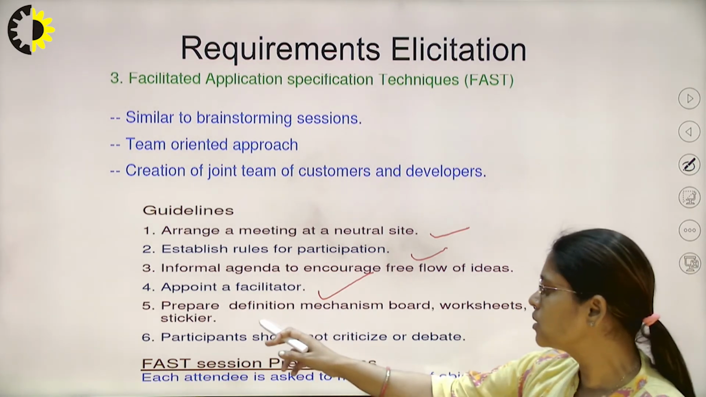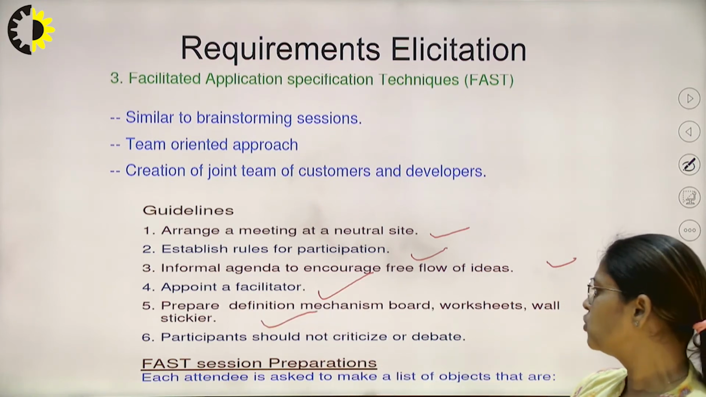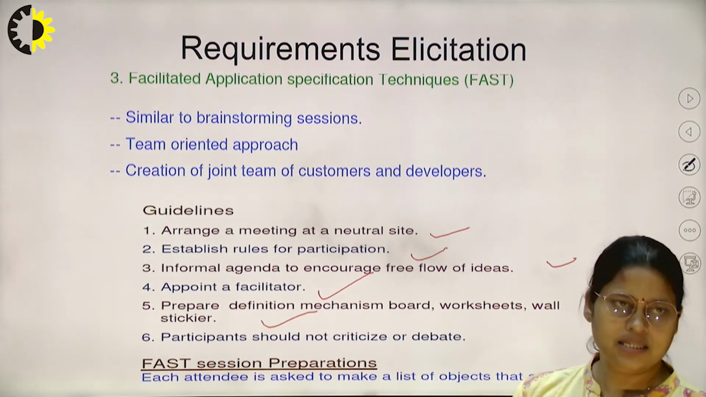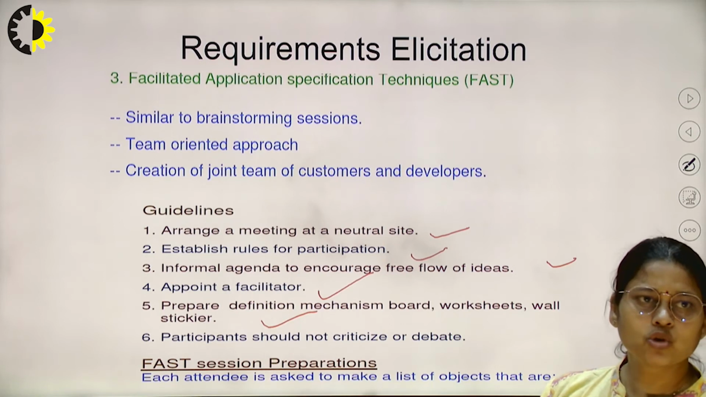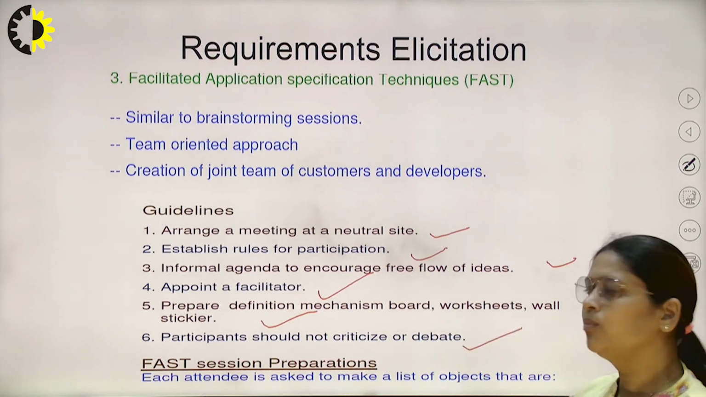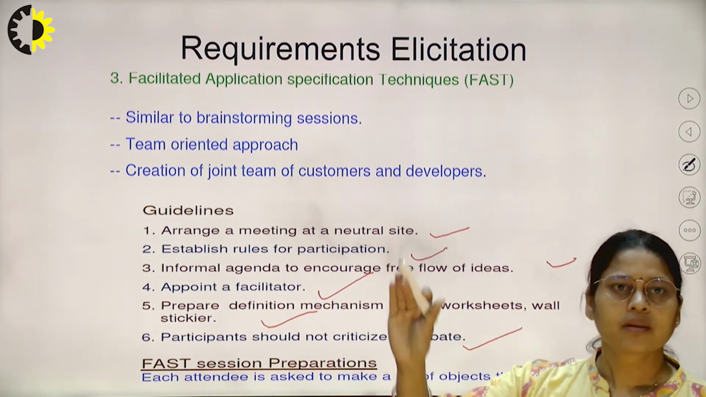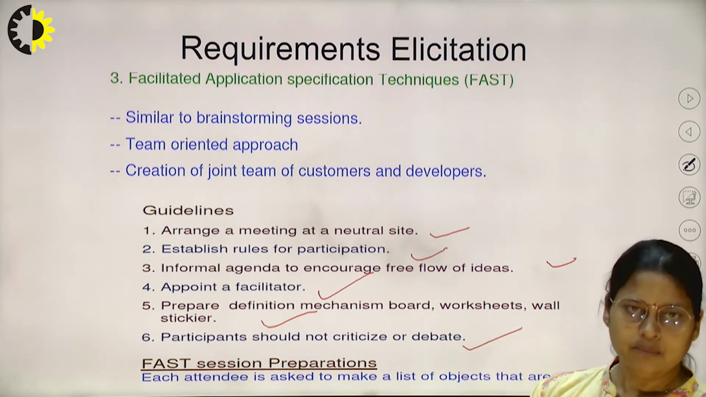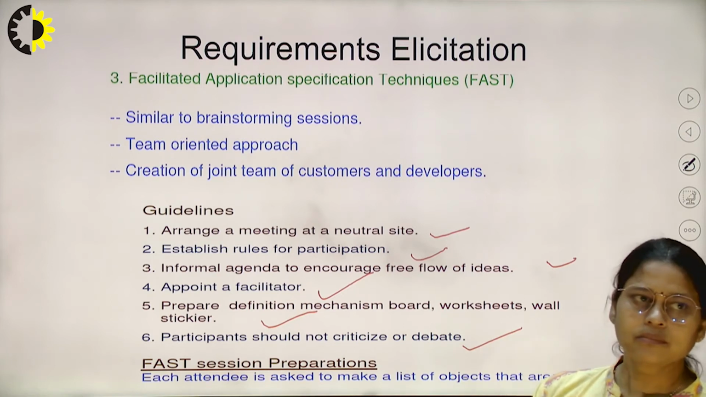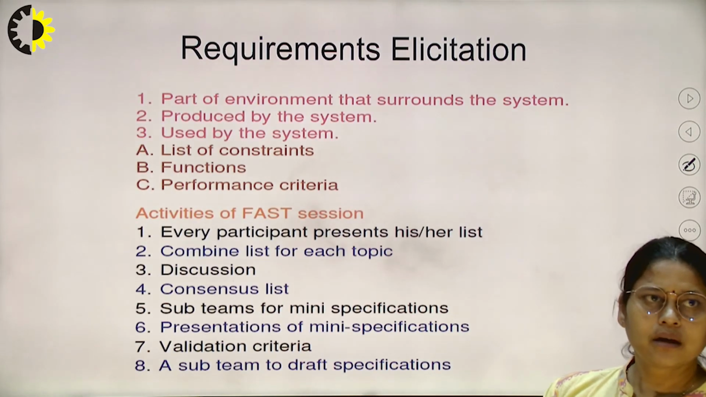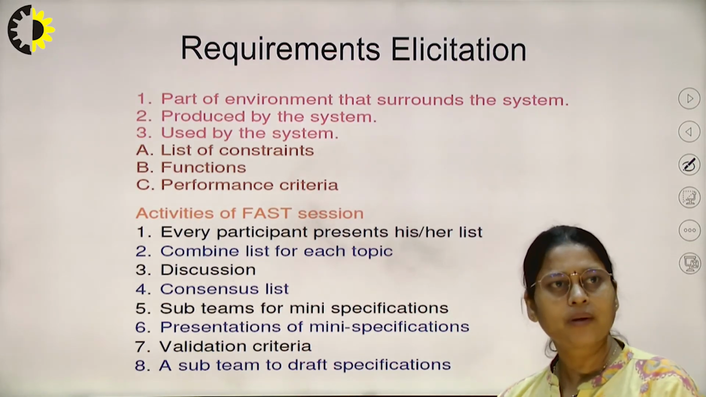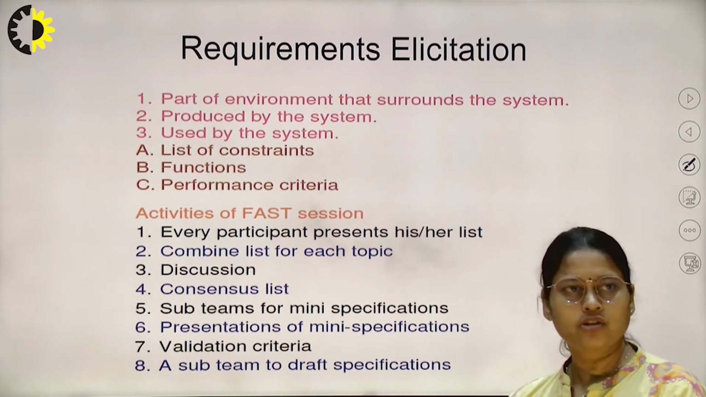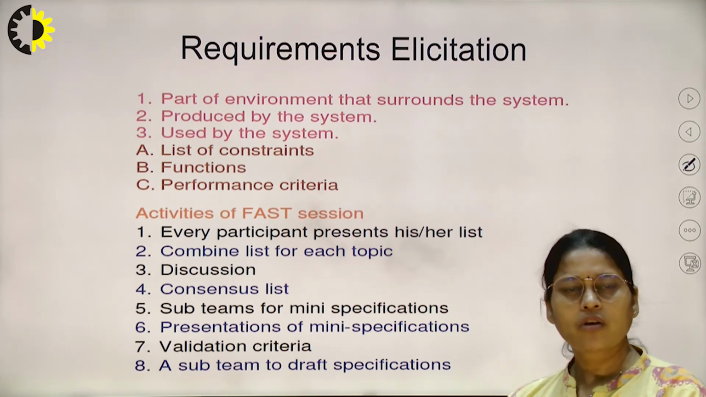and that user is responsible for preparing a definition worksheet as well as stickers. Participants should not criticize or debate, because one user will be appointed as a facilitator. They have to maintain this meeting, and this is used by the system. List of constraints, functions and activities of this FAST session.